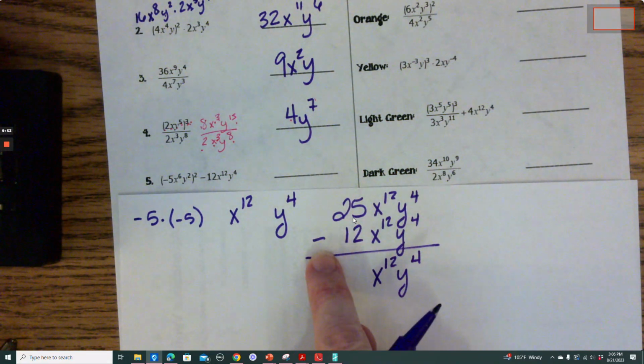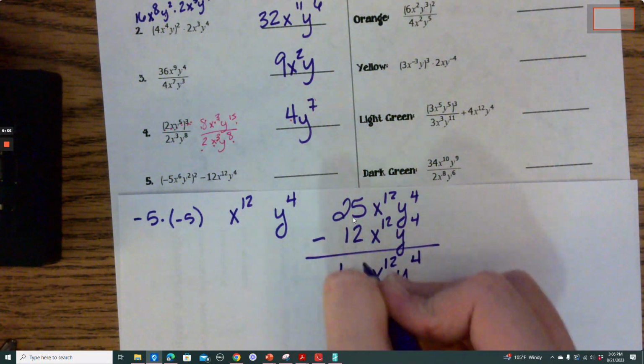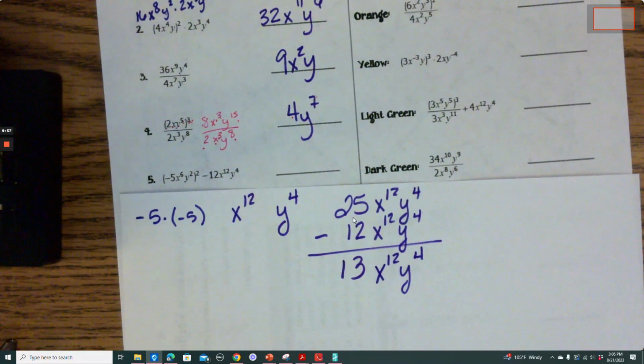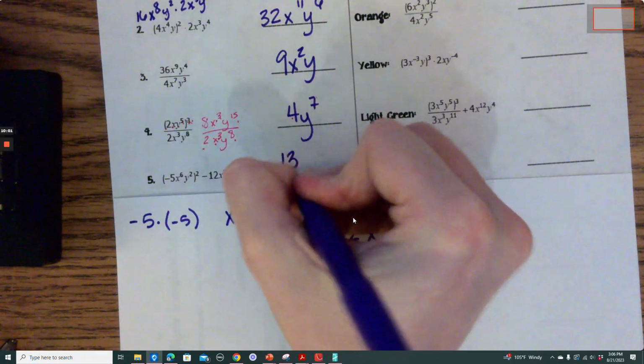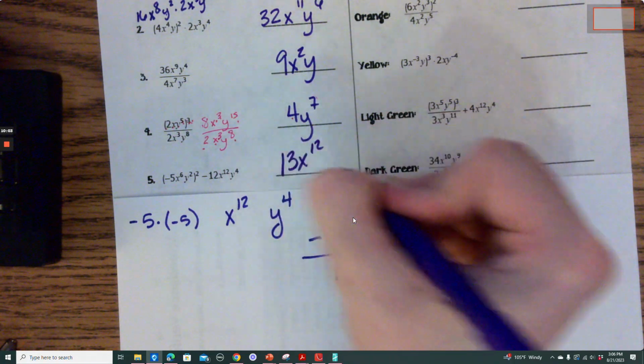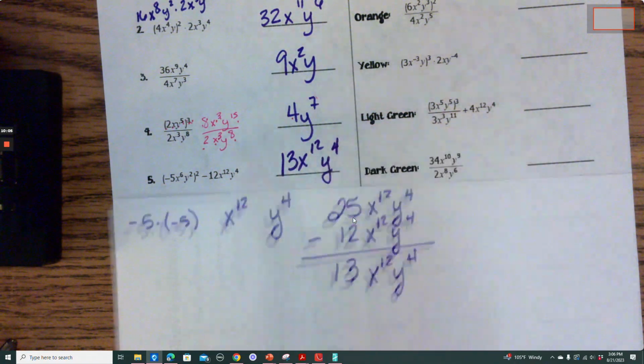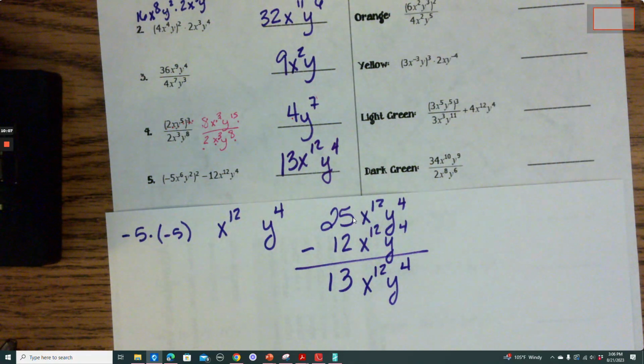25 minus 12 is what? 13? Yeah. 13x to the 12th, y to the 4th. Those are probably the simplest, but they're the hardest ones. They always kind of twist and mess with you.